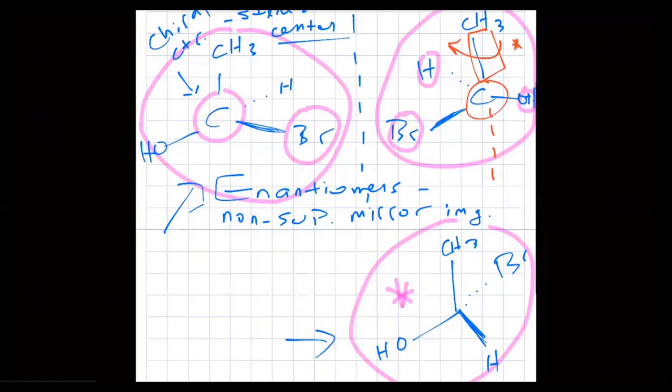Anybody not following, say something, because this is a pivotal point when we start talking about the next type of stereoisomer. And also to recap, these are what we call stereoisomers, right? They have the same molecular formula, but a different 3D orientation. That's what a stereoisomer is. Same molecular formula, different 3D orientation.